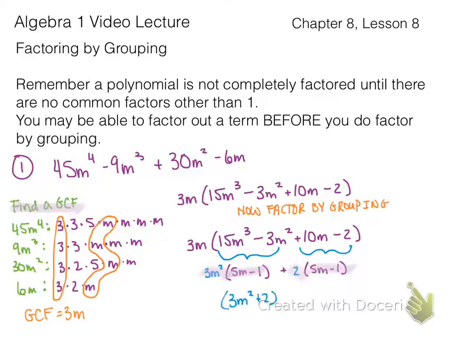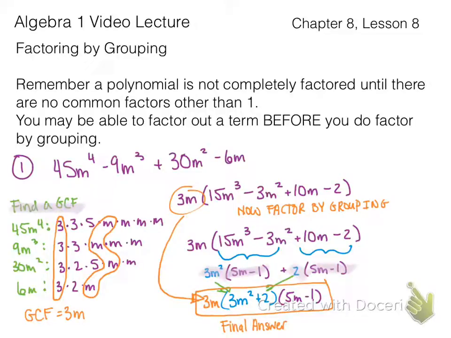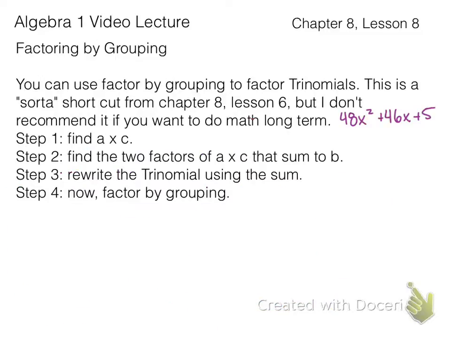All right, so I'm going to group the first two terms that I pulled out, my GCFs from each term, which is 3m squared plus 2, and again, that goes there, and that goes there, and then I'm going to keep one of the 5m minus 1s, and that's my answer. Oh, and don't forget the 3m, because you need the GCF that you pulled out at the very, very beginning in your final answer. So your final answer is 3m times 3m squared plus 2 times 5m minus 1. Final factored answer. Check that out. All right, we're on a roll, so let's keep going.